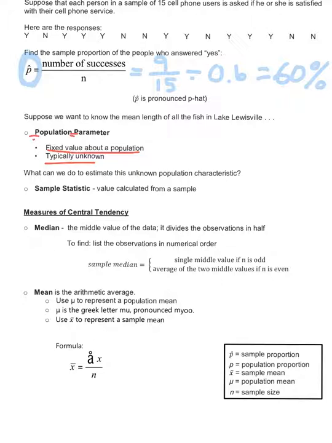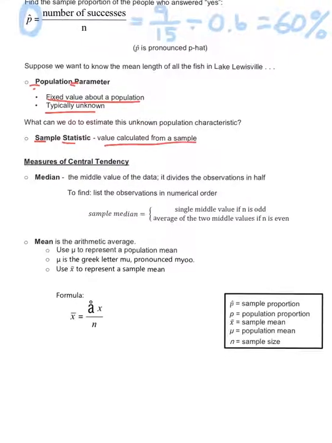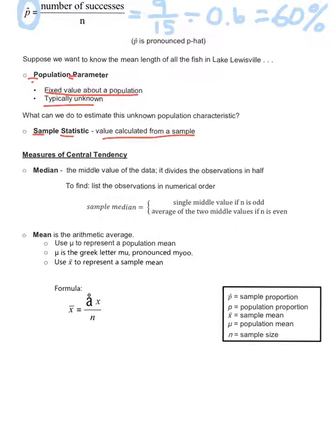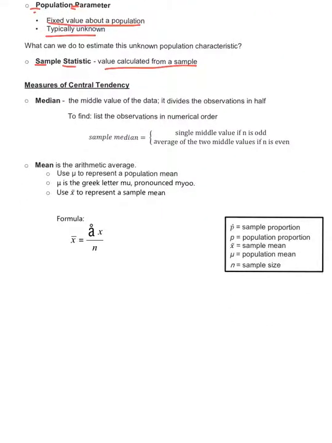So what we do, since we don't know the population parameter, which is the actual mean length of all the fish in Lake Louisville, is we use a sample statistic. Okay, so that's the value calculated from a sample. So what we can do to estimate the mean length of all the fish is we can use some measures of central tendency. All right, and there's two that we really want to focus in on today. The first one is the median, and the second one is the mean.